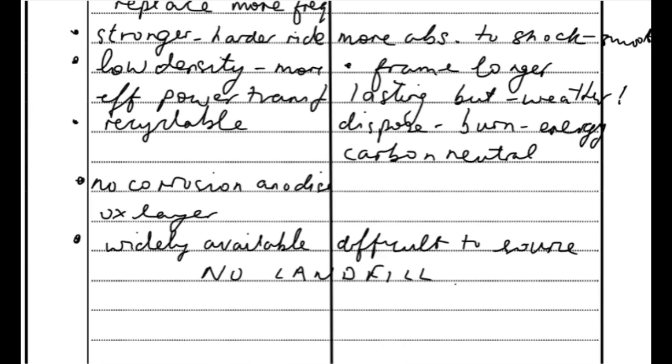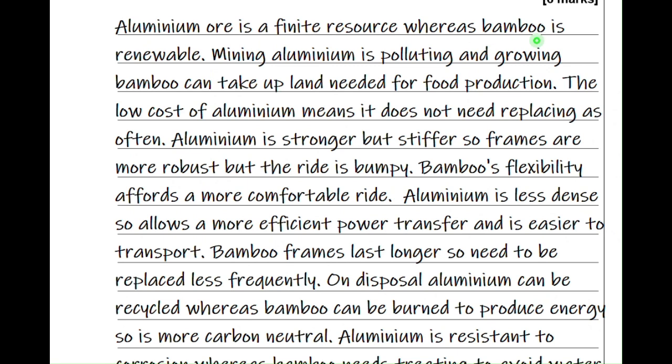Let's try and put this in a response that's going to get us our 6 marks. Aluminium ore is a finite resource, whereas bamboo is renewable. Mining aluminium is polluting, and growing bamboo can take up land needed for food production.